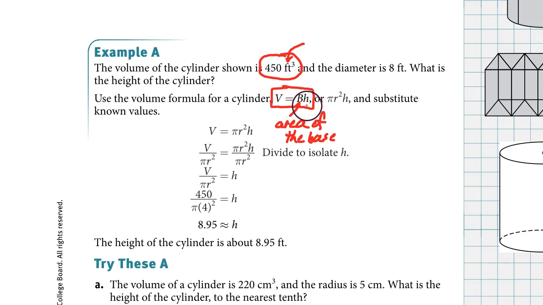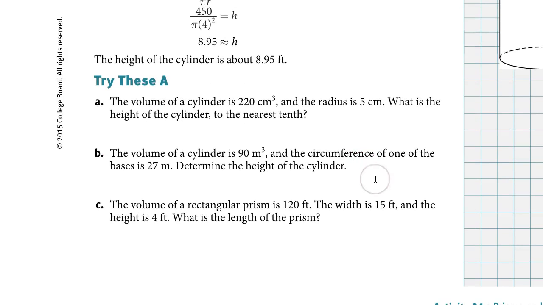Now, in the case of a cylinder, because the base is a circle, that same formula is often written like this: V equals pi r squared times H, because pi r squared is how you find the area of a circle base. Let's skip down to the try these problems and use those formulas to answer the questions. Question A. The volume of a cylinder is 220 cubic centimeters. That's telling us the answer for V. The radius is 5 centimeters. That's telling us the answer for R. What is the height of the cylinder?